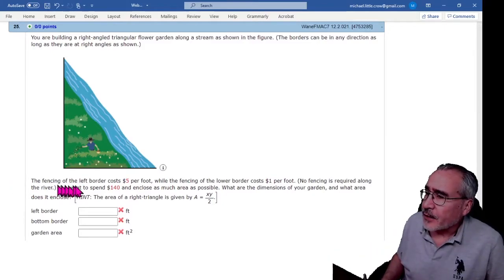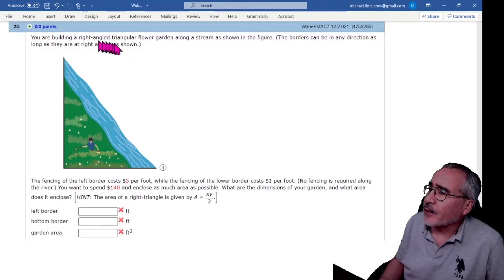Okay. The fencing of the left border costs $5 per foot. The left border. So we've got this right triangle flower garden. The borders can be in any direction as long as they are on the right angles as shown. So kind of showing us here.